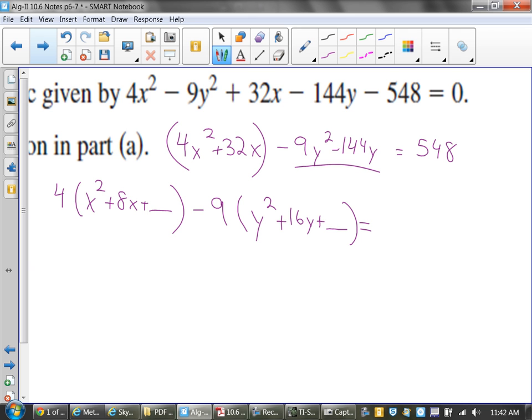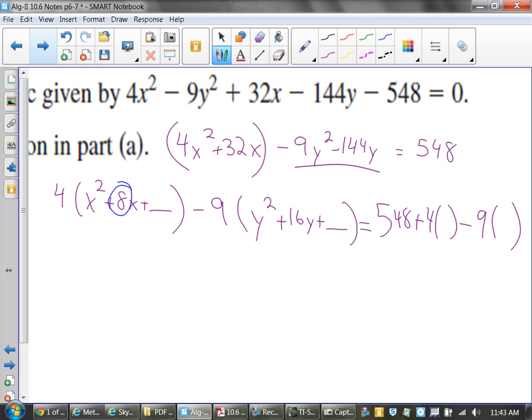So on the right-hand side of the equation, we're left with 548 plus 4 times something minus 9 times something. I'm just putting those placeholders in because I'm still going to complete the square. All right? So right now, we've grouped everything together. We took out the leading term coefficient, took out a 4, took out a -9. The next step I have left now is to work with b.